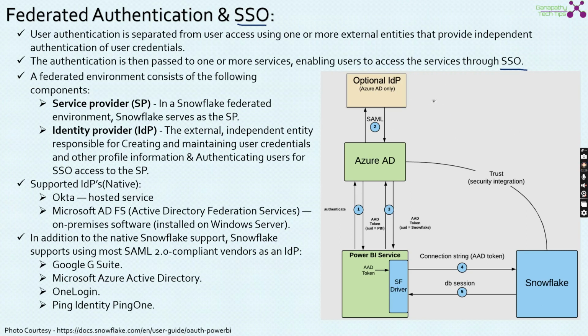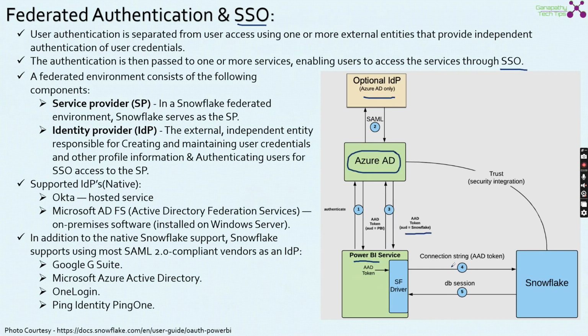Now, for the understanding perspective, I put together the federated communication of Power BI to Snowflake. How a Power BI service sitting here can communicate to Snowflake via federated authentication. Here the Azure AD is acting as the federated identity provider, the IDP. First, the Power BI will do the authentication with Azure AD. Azure AD is the only IDP here. So it will do the SAML authentication, and then it will pass the token to the Power BI again. So Power BI authenticates to Azure AD. The Azure AD will provide the token.